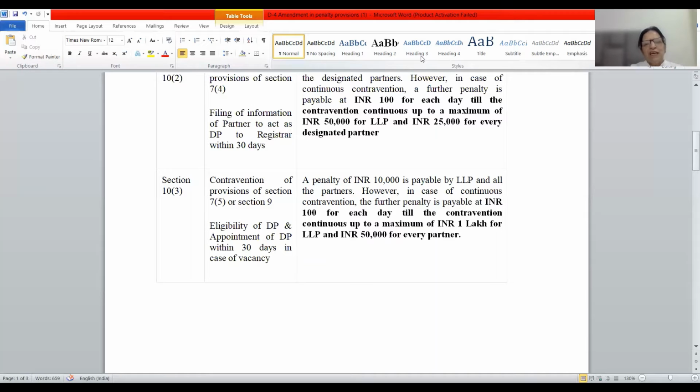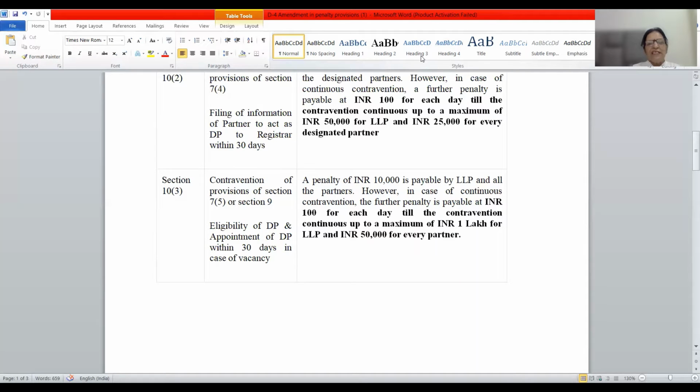So all those points: if a person is disqualified, for example he owes money to his creditors but has not made the payment, or he has been booked under section 30 of the Act for fraud. Like this, there are 5 points, and if there is any contravention of those provisions, that is, the person was not eligible to be appointed as DP and he has been appointed, then in that case there is a penal provision for that.